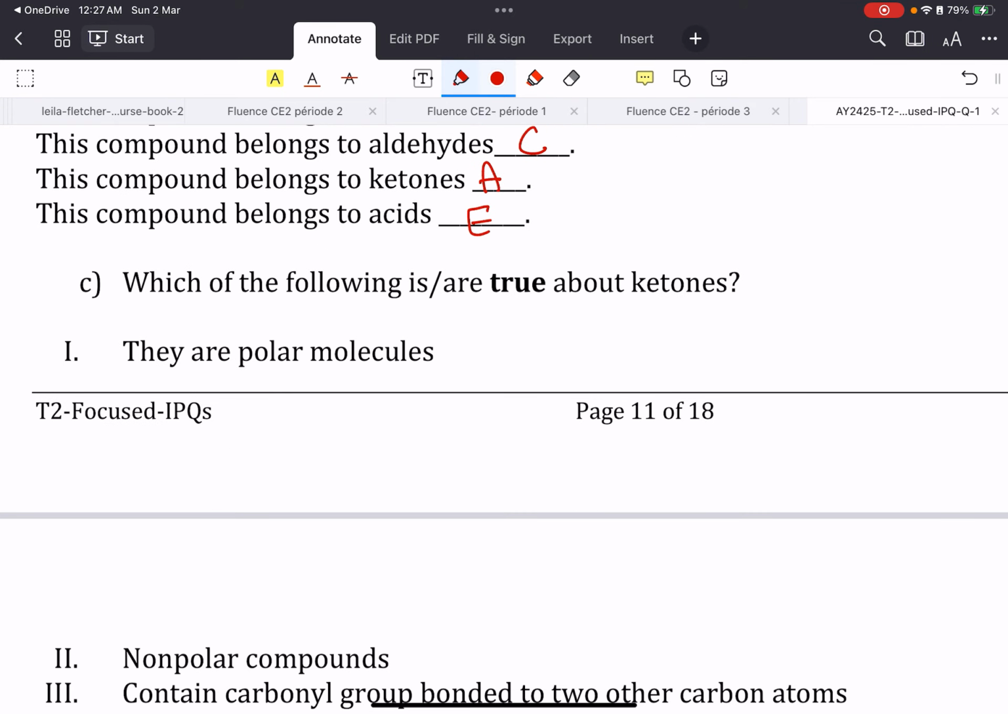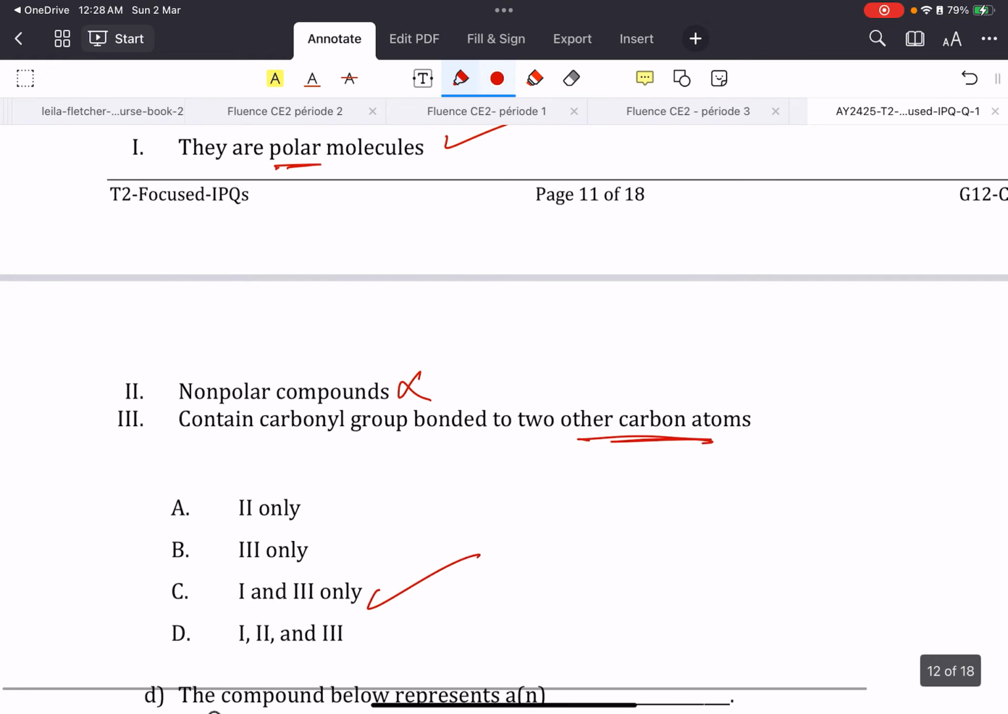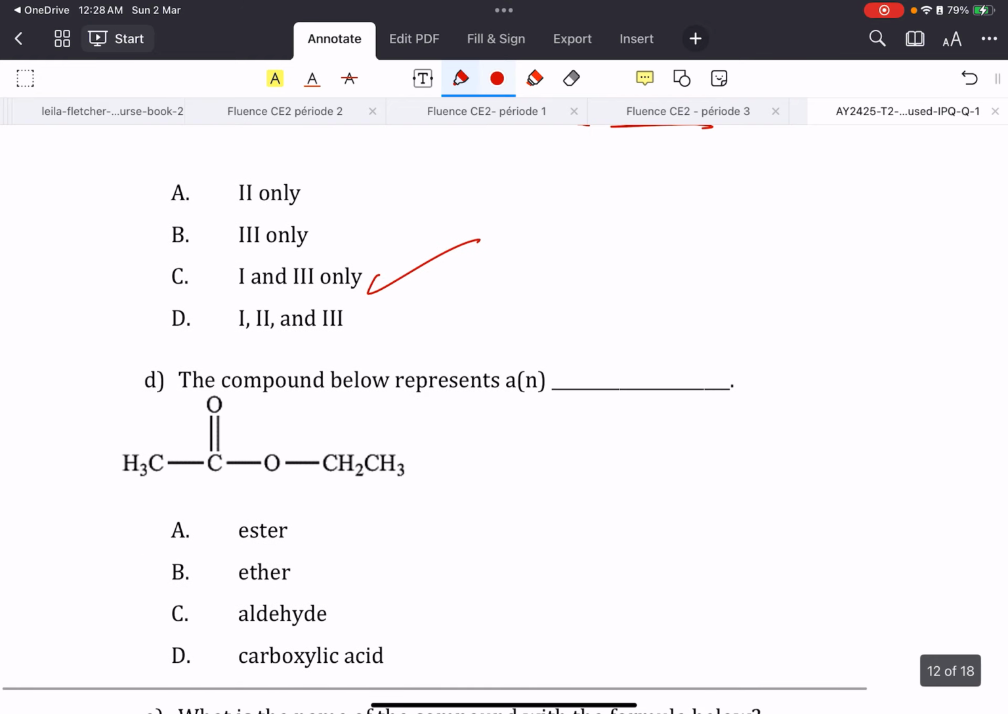Which of the following is true about ketones? Ketones are polar. Also aldehydes are polar. So this works for aldehydes as well. They're polar and they do contain a carbonyl group bonded to two other carbon atoms. Yes, this is correct for ketones, but I cannot say that for an aldehyde. So it is 1 and 3.